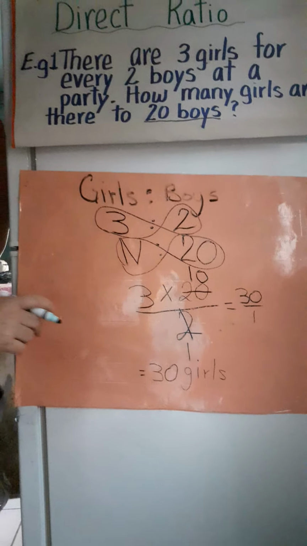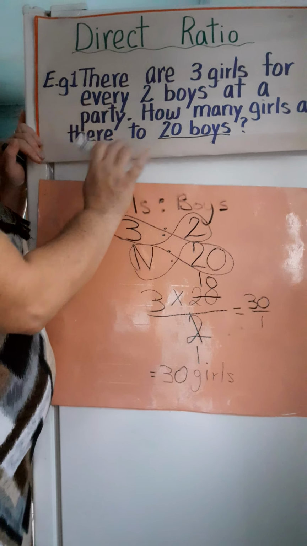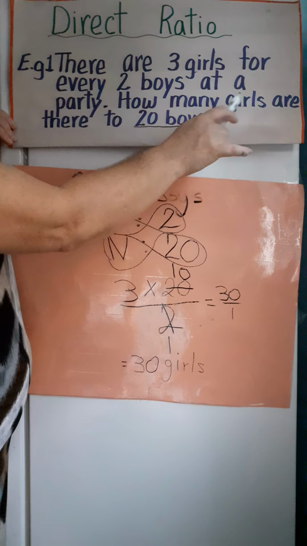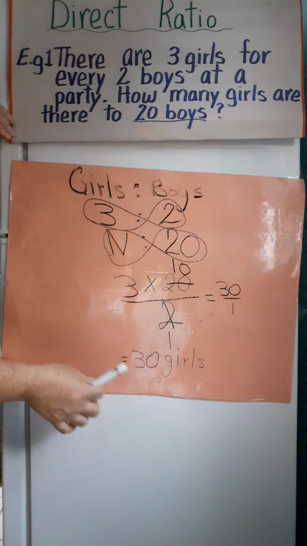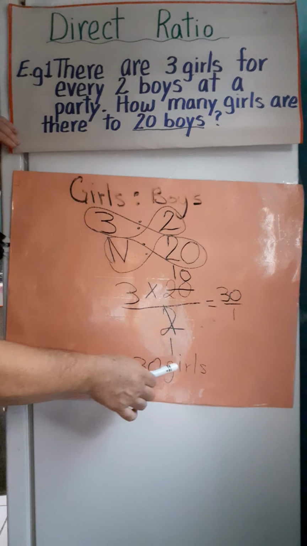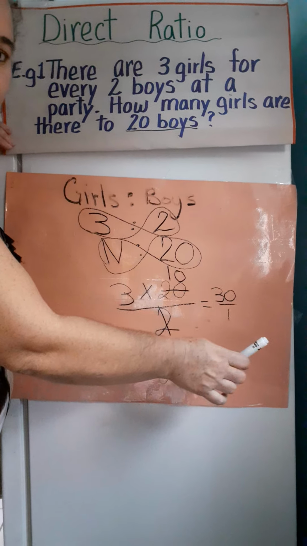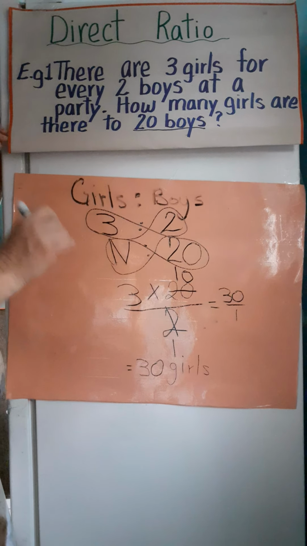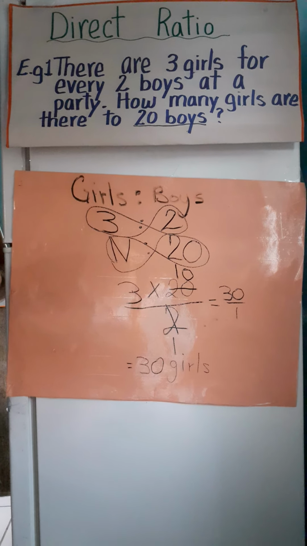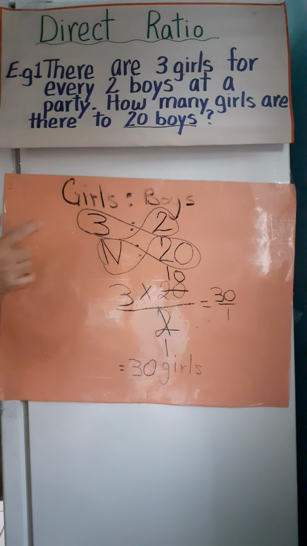Okay? So we have, how many girls are there to 20 boys? There are 30 girls to 20 boys. Right? So that is the first problem. Look at it. Good. Now let's look at another one.